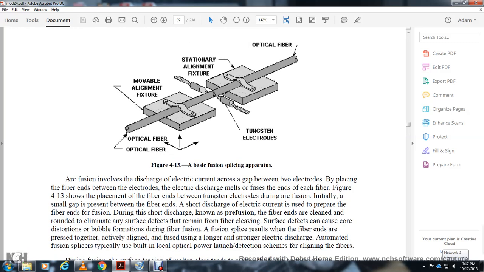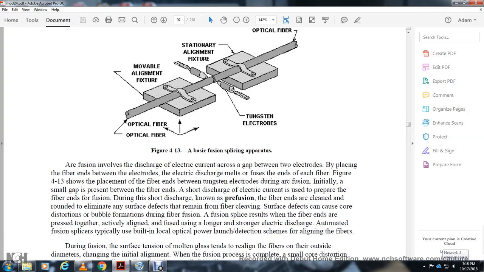During the short discharge known as the pre-fusion, the fiber ends are rounded to eliminate the surface effects of the remaining fiber cleavage. The surface effects can cause core distortion and bubble formation during the fiber fusion. Fusion splices resolve the fiber ends, which are actively aligned using a longer, stronger electrical discharge, automated with the fusion splicer.